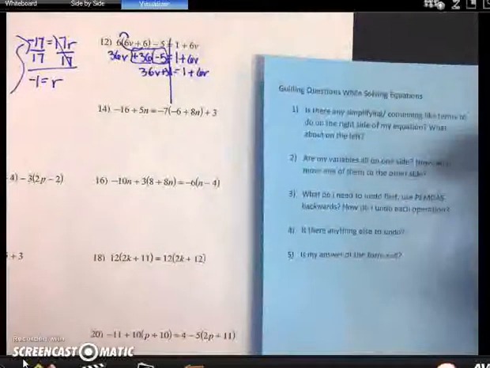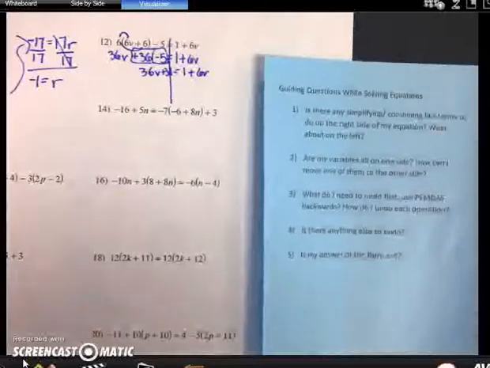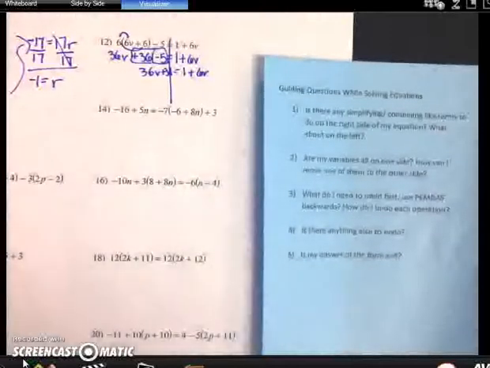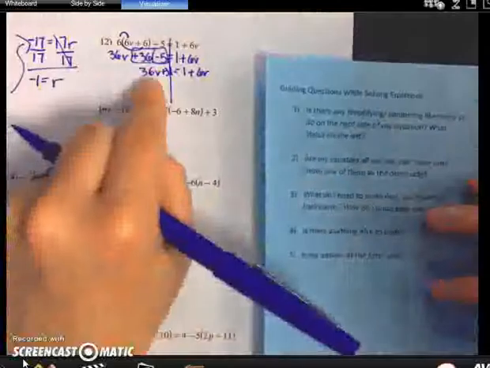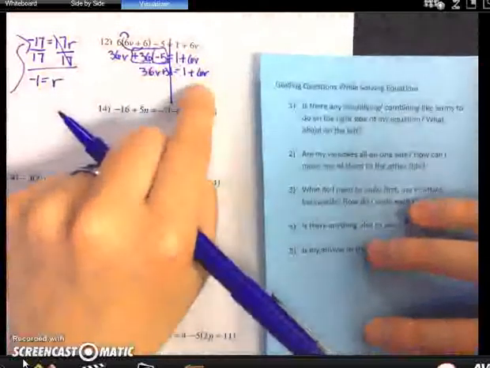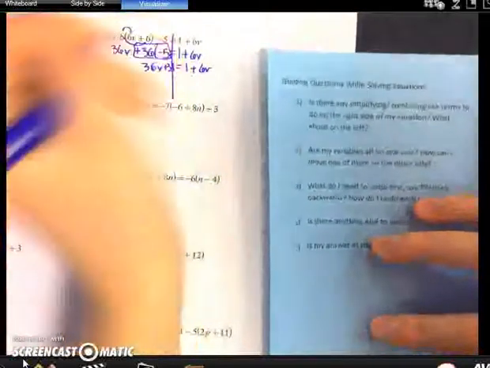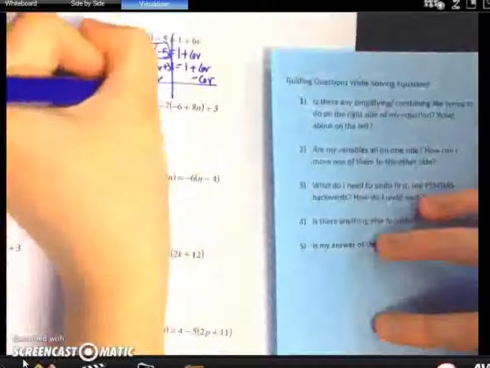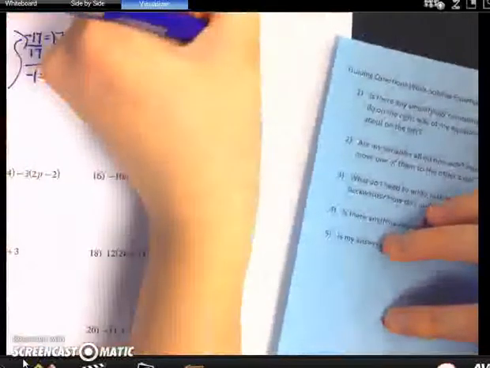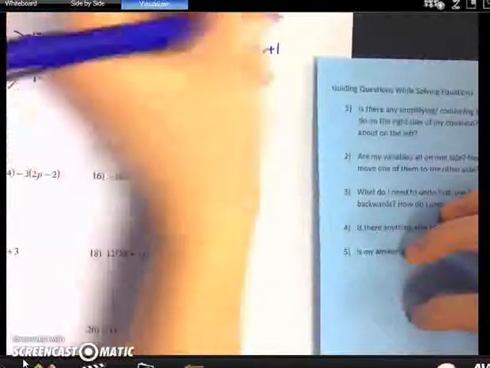Now all my like terms are combined, and I can move on to step 2, which says, are all my variables on one side? How can I move them to the other side? Well, I have 36b and 6b. Let's get rid of the 6b. How do I undo adding 6b? I subtract 6b. 36b minus 6b gives me 30b plus 31 equals 1. I'm going to rewrite that up here so you can see it. And then I can move on to number 3.